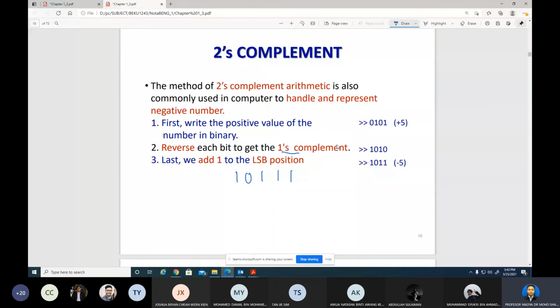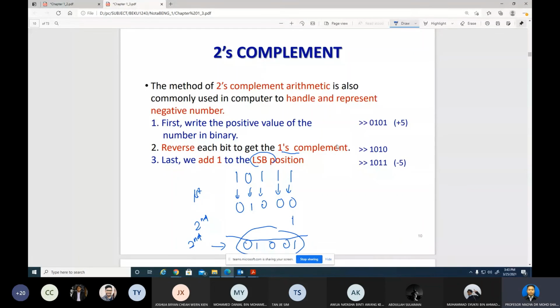First we do the first complement, so this one will be 0, this one 1, and 0 0 0. For the second complement we just add 1 here at the least significant bit. 1 plus 0 will be 1, then 0 0 1 0. That is the answer, this is what we call the second complement.